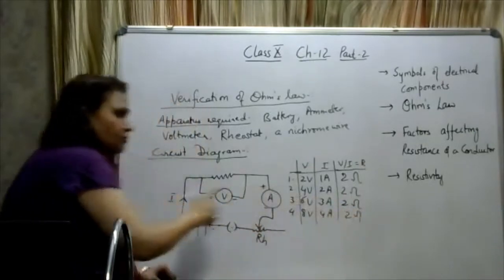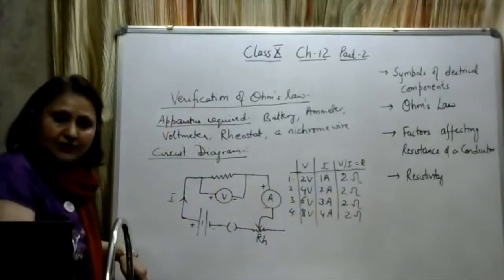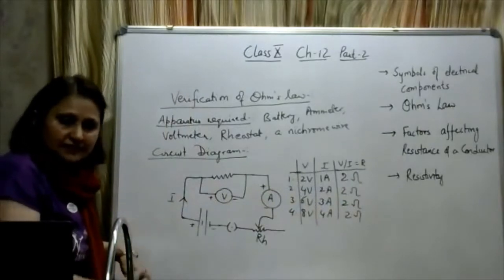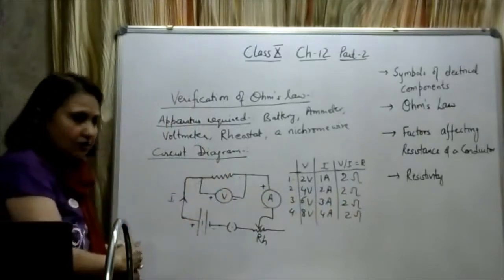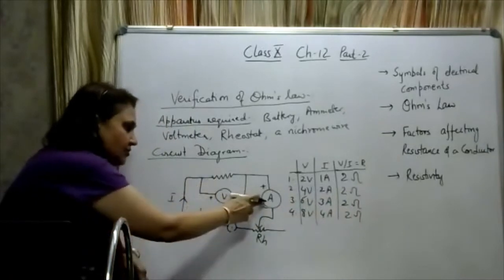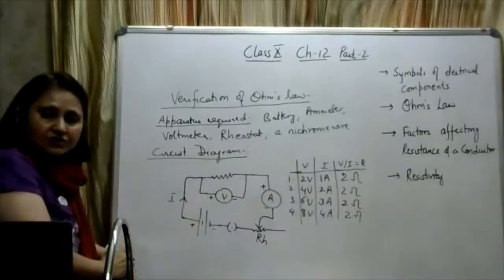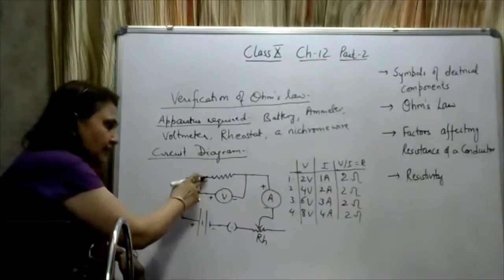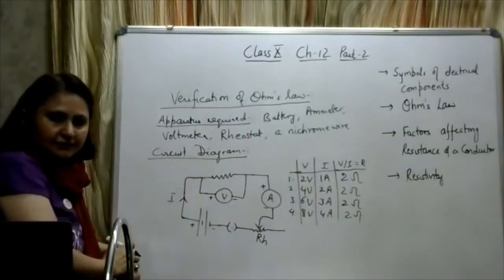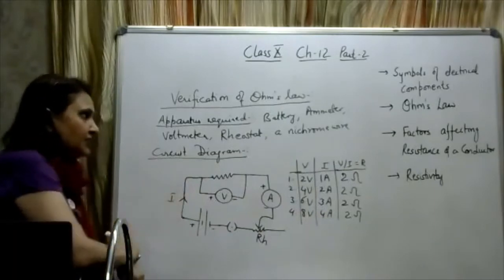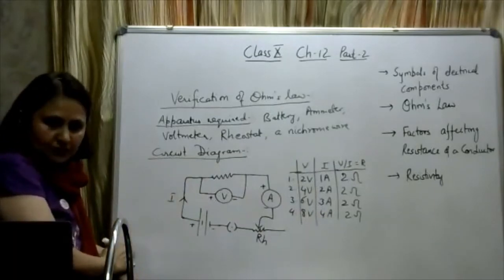So every time you see that the ratio of V to I is constant. That is, the resistance of this nichrome wire is constant. Or you can say that as you are increasing the current, the potential difference across the ends of this nichrome wire is increasing, but the ratio of V to I remains constant. So hence this activity proves Ohm's law.